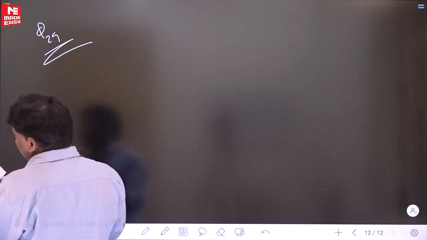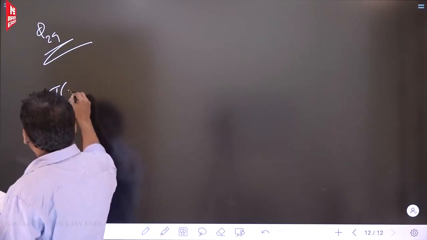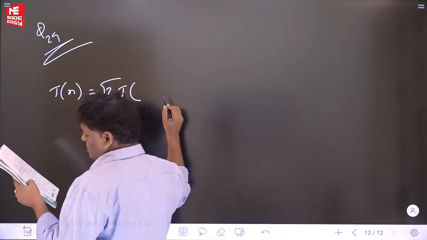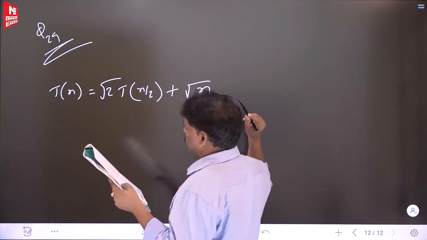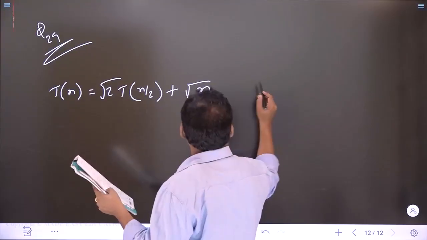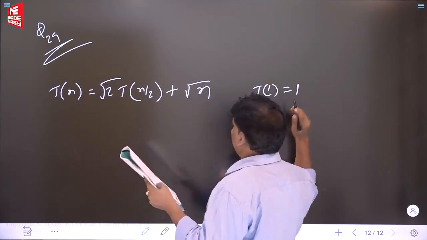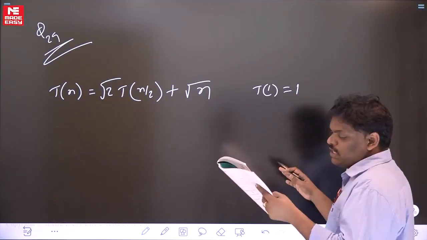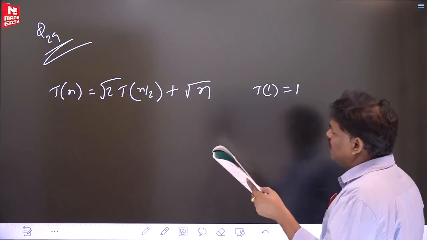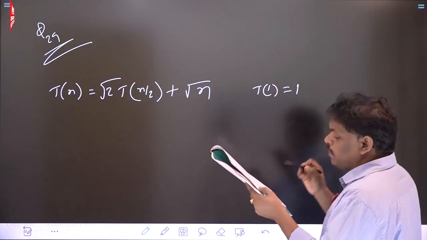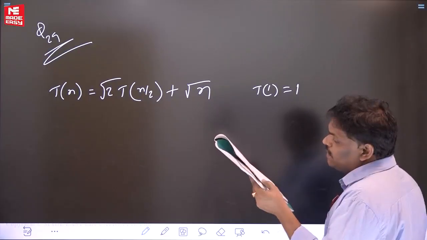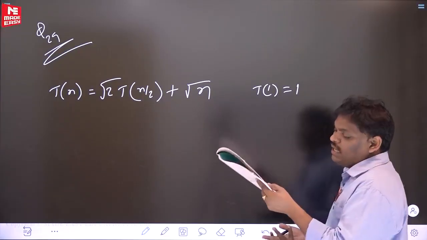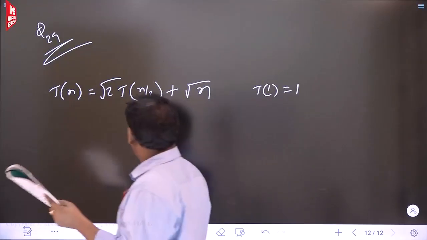Can you help in question number 29? What is the answer? Let's check. T(n) is equal to root 2 T(n/2) plus root n, right? This is the recurrence. And one more, T(1) is equal to 1. If you solve this recurrence, what will be the answer they are asking? Okay, I can solve using the substitution method, everything fine. But if you see the options, they are given mathematically or asymptotically. Mathematically given, so substitute the values, you will get the answer.